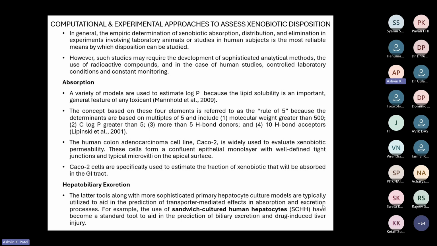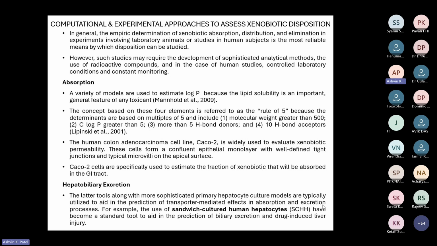The concept based on these 4 elements is the rule of 5, because the determinants are based on multiples of 5: molecular weight greater than 500, C log P greater than 5, more than 5 hydrogen bond donors, and 10 hydrogen bond acceptors. So these are the different parameters through which computational models are developed.